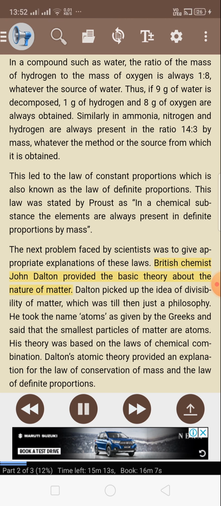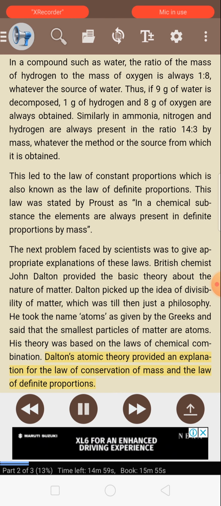British chemist John Dalton provided the basic theory about the nature of matter. Dalton picked up the idea of divisibility of matter, which was till then just a philosophy. He took the name atoms as given by the Greeks and said that the smallest particles of matter are atoms. His theory was based on the laws of chemical combination. Dalton's atomic theory provided an explanation for the law of conservation of mass and the law of definite proportions.